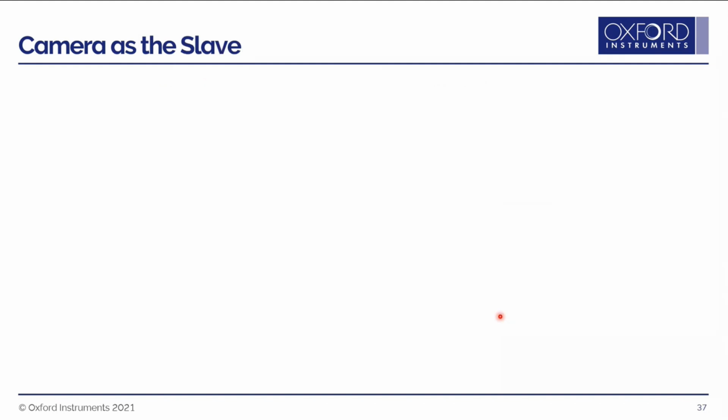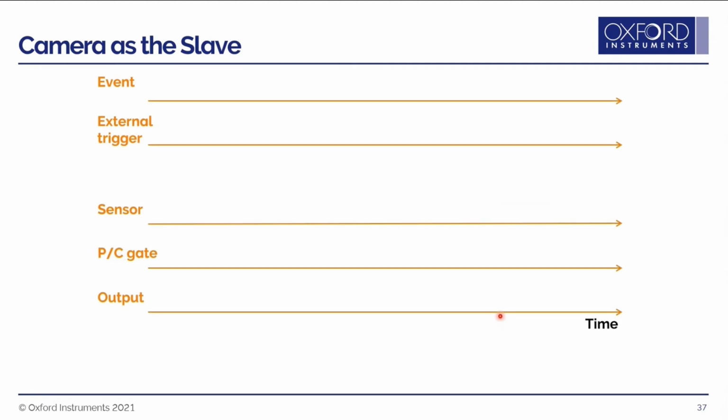So in an instance where you have the camera as the slave, we have our timing diagram again, but instead of the camera being triggered by the software as the start of our experimental sequence, instead we have some kind of event. So it could be, for instance, the flash lamp of your laser. It's some kind of hardware that is an external event triggering some kind of pulse, which then gives you some kind of external trigger. And this external trigger can then be used to trigger the sensor and various gating and outputs from the camera.